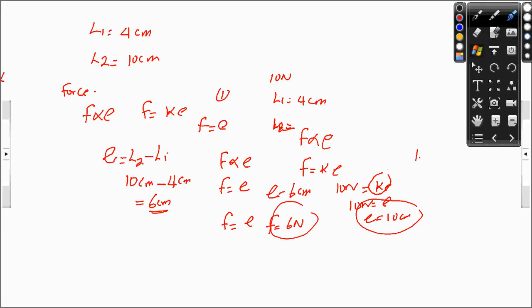In that case, we will have to change the value of the force. The value of the force will be quite different from the value of the extension also. But the main point says the force is directly proportional to the extension of the spring.